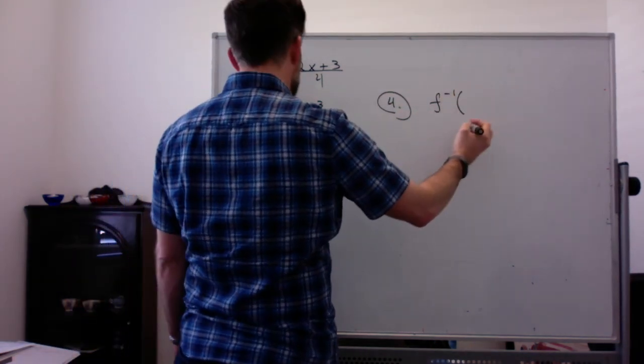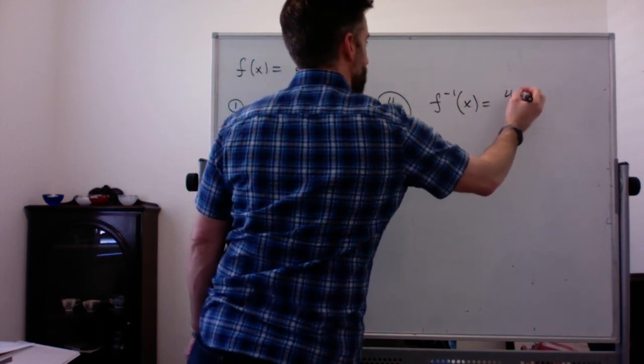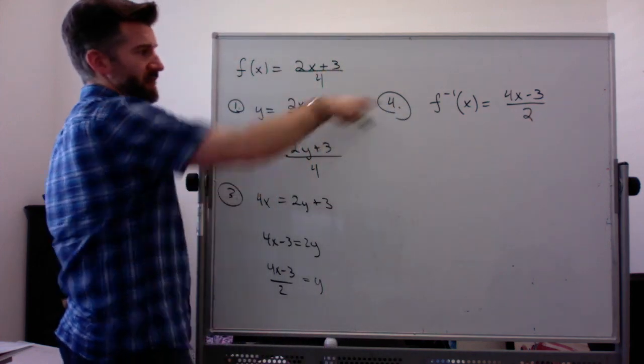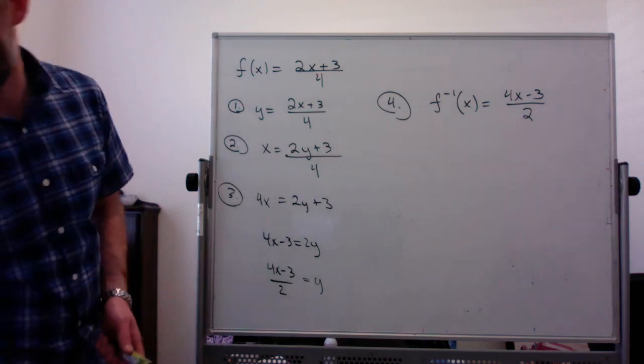of course they have to undo each other. So f inverse of x is 4x minus 3 over 2. And whatever this does, that's going to undo it, and that's the hallmark of an inverse function. I think that's probably a good place to stop.